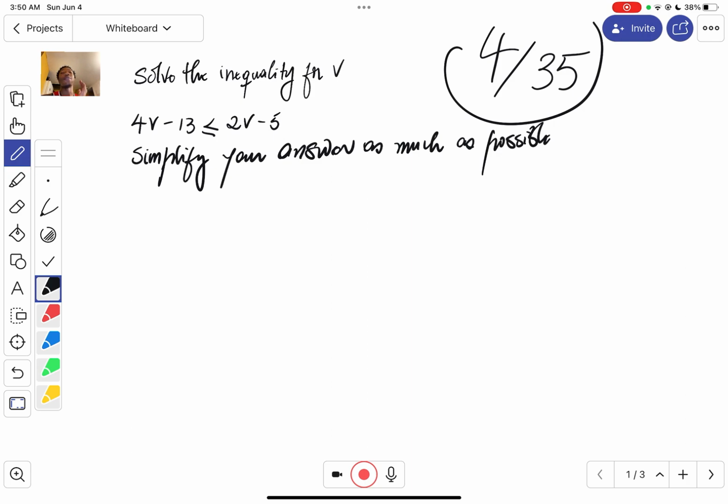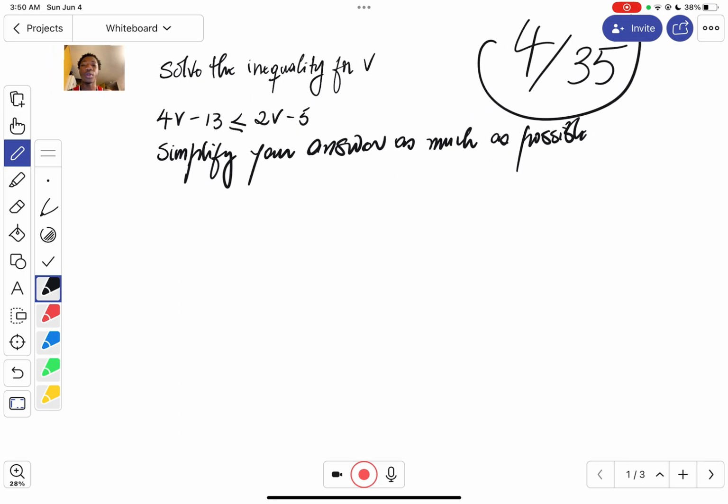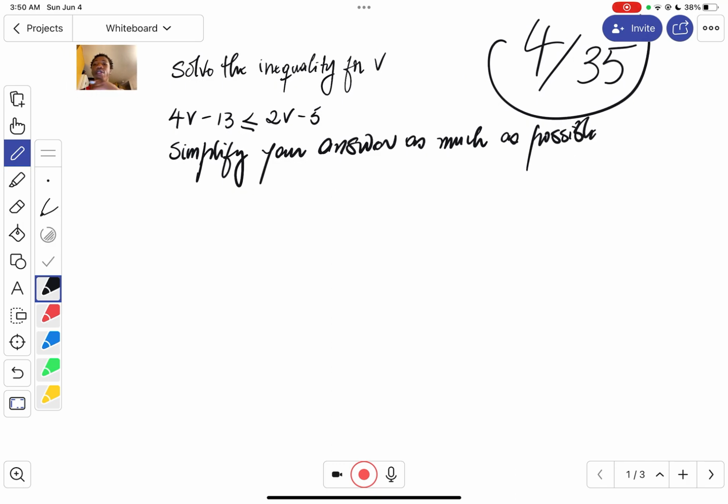So yeah, the problem that we actually have right now is a simple inequality, which we have to solve for v. They didn't ask us to graph it, but they just tell us to simplify the answer as much as possible. So we're gonna get into it. 4v minus 13 is less than or equal to 2v minus 5. So let's do it.